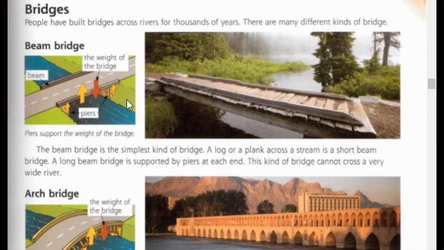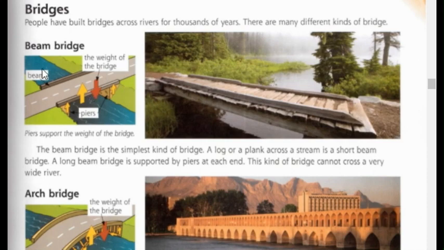And now we're going to explain all about bridges here in the lesson. People have built bridges across rivers for thousands of years. إذن الناس بنوا الجسور عبر الأنهار أو فوق الأنهار من آلاف السنين. There are many different kinds. So there are many different kinds of bridge. في أنواع كثير من الجسور.